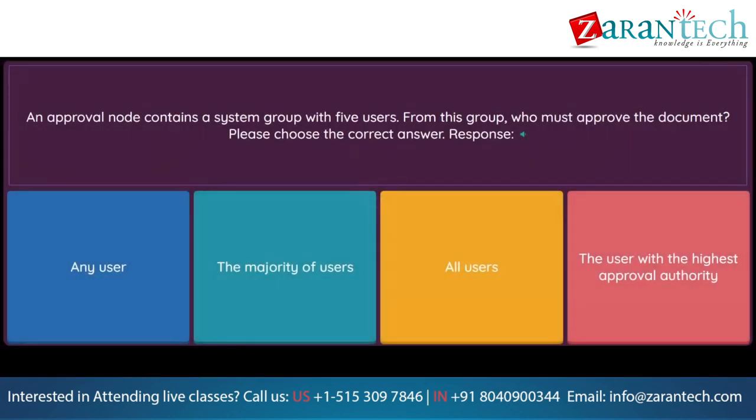Question: An approval node contains a system group with 5 users. From this group, who must approve the document? Please choose the correct answer. Response: Option 1: Any user. Option 2: The majority of users. Option 3: All users. Option 4: The user with the highest approval authority.